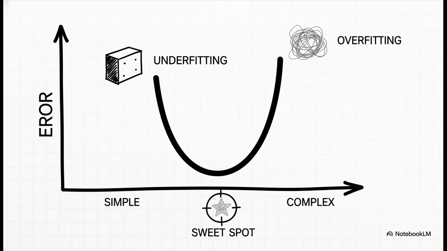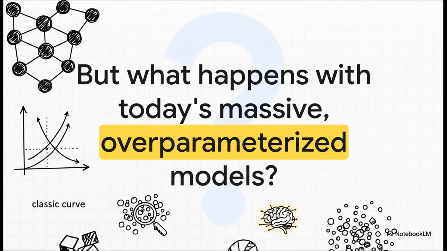Simple enough, right? But what about the models we're building today? We're talking about neural networks with billions of parameters. That's way more parameters than data points they're training on. According to that classic U-shaped curve, these things should be an absolute, unmitigated overfitting disaster. But they're not. So what on earth is going on?